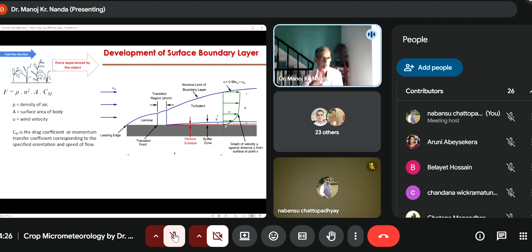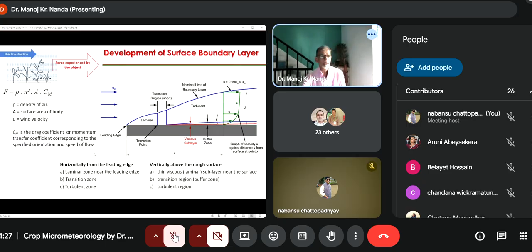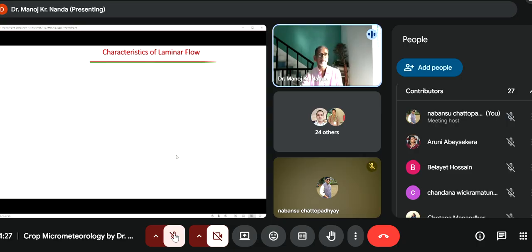Now, this viscous layer is the laminar layer, and the buffer zone is between the viscous layer and the surface layer. Actually, let me tell you the basic concept of laminar layer. Before that, let me finish this slide. So horizontally from the leading edge, you are getting three zones, and vertically from the bottom, you are getting three zones. One is laminar sublayer, then a viscous sublayer, then a transition zone, then some kind of turbulent layer, and after that maybe a free flow zone. So this is how the boundary layer is developed over the surface.